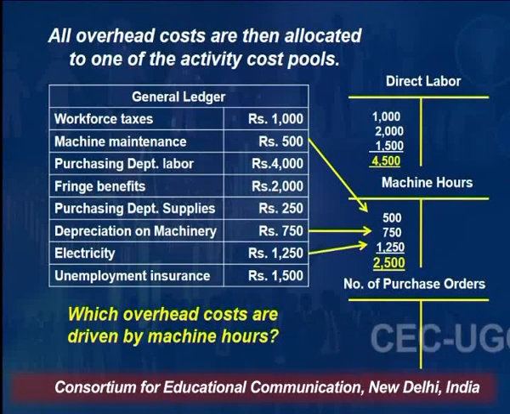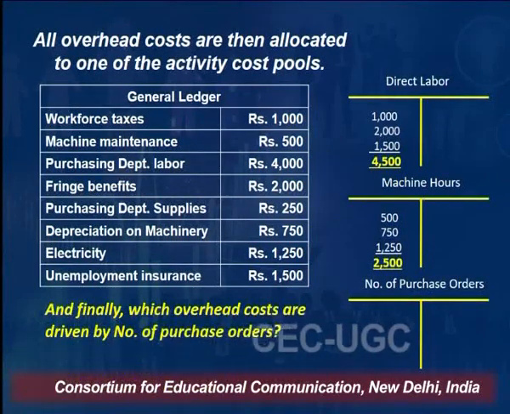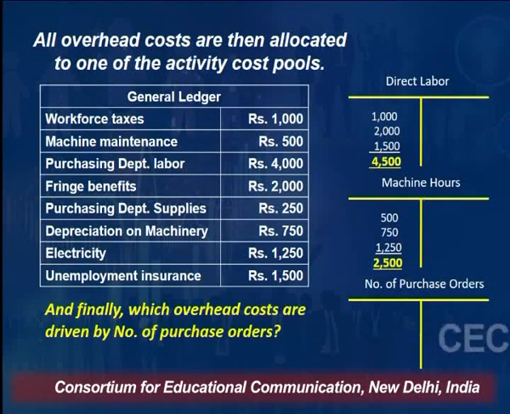So we have identified the overheads which belong to machine hours, and just like that we have to finally identify the overhead costs that are driven by number of purchase orders. Very simple, since 3 plus 3, 6 costs are identified as belonging to direct labor and machine hours, the remaining may belong to number of purchase orders. Let us see which ones belong to them. First one, purchasing department labor, belongs to this particular cost, and the second one is purchasing department supplies. In this way we have calculated all 3 costs.